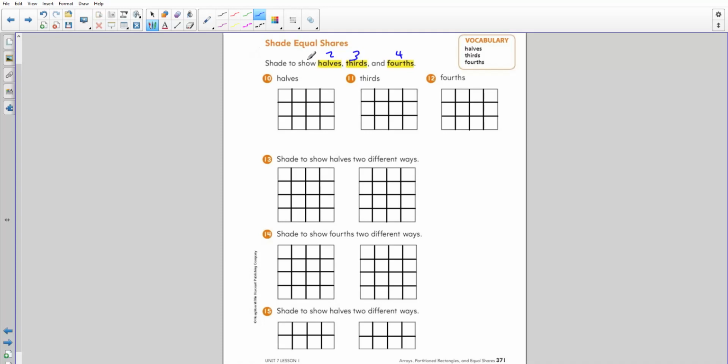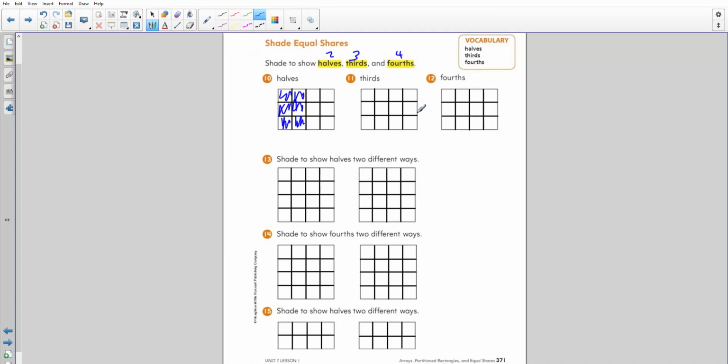So halves. I want to take this big rectangle and cut it in half, right through the middle. So I'm going to go ahead and color in this one, this one, this one, this one, this one, and this one. I have 2, 4, 6 that have been shaded. I will not shade the other part. 2, 4, 6. I have the same on that one. This is called halves.